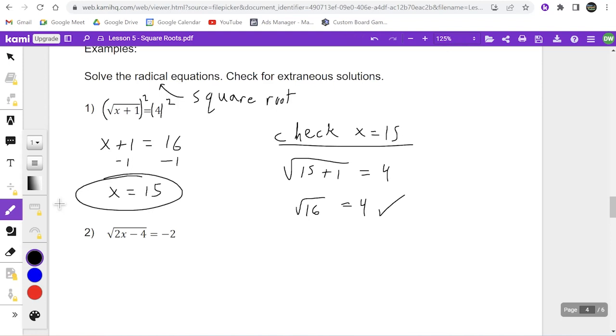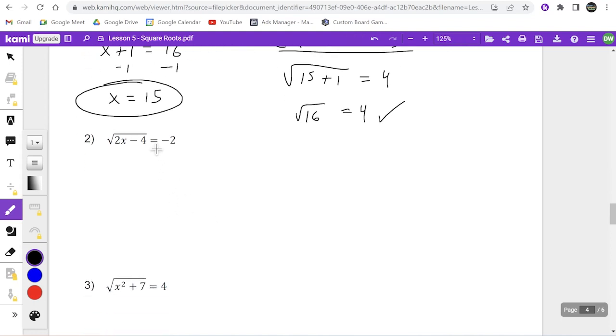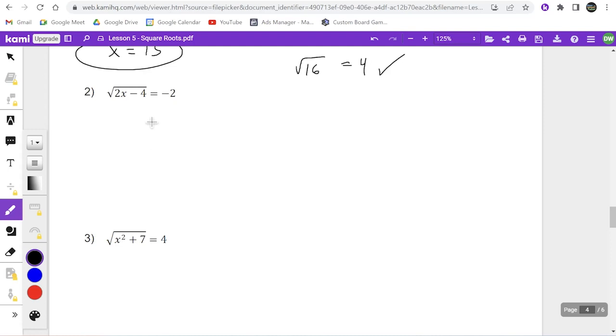Okay, then, let's keep going. So for the next one, we got square root of 2x minus 4 equals negative 2. Again, the first step, square both sides. I'm going to square both sides. So on the left side, we've got 2x minus 4, because they cancel. And on the right side, remember, a negative number squared becomes positive. That's what we were saying earlier. So that's going to be positive 4.